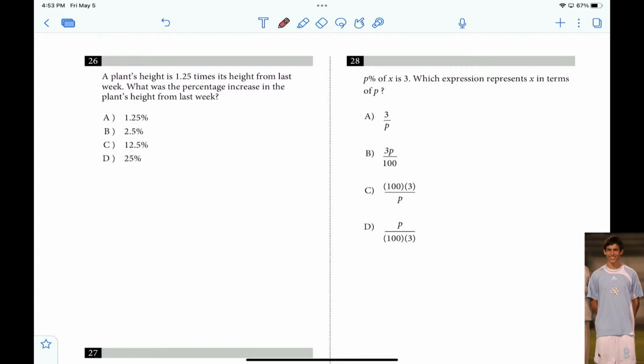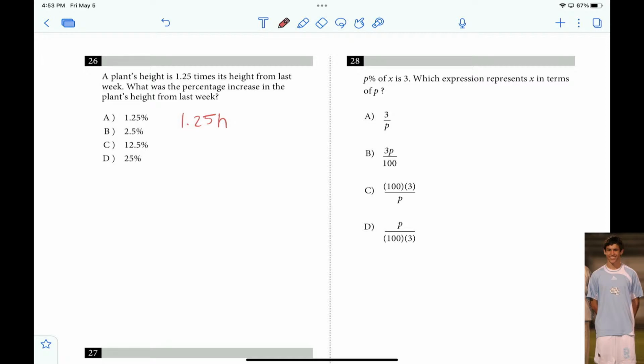All right, 26. A plant's height is 1.25 times its height from last week. What was the percentage increase in the plant's height from last week? So we can kind of think of it this way. We're going to say that the height now is 1.25 times the height last week. So our new height is that equation I have right there.